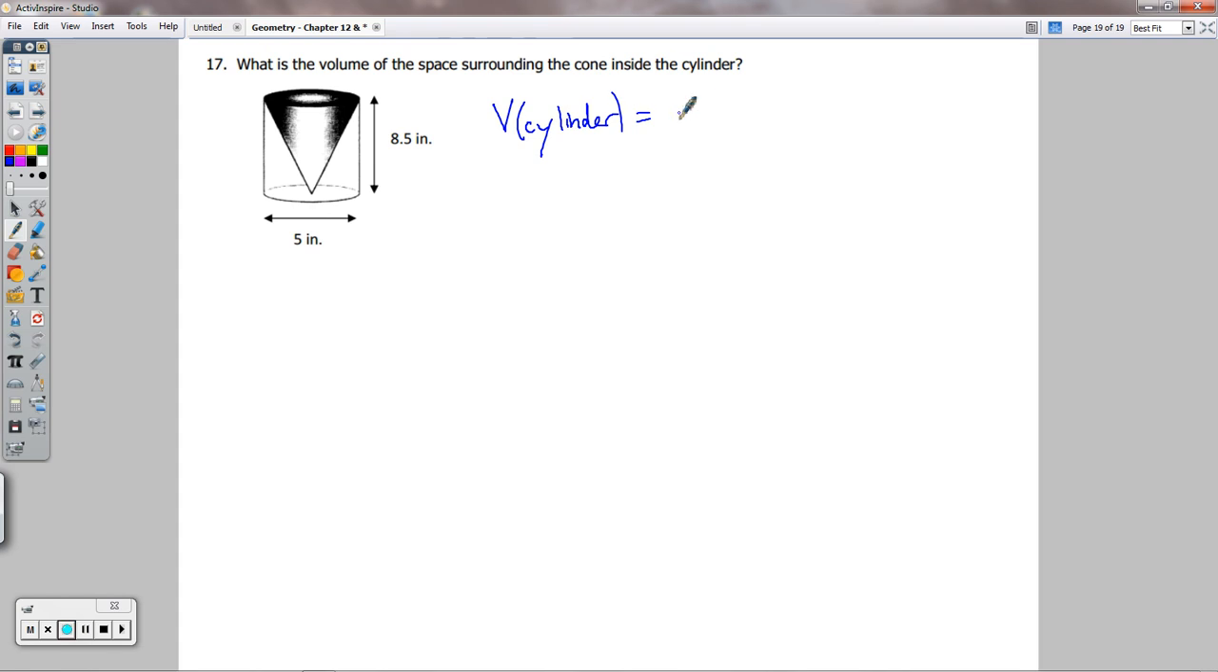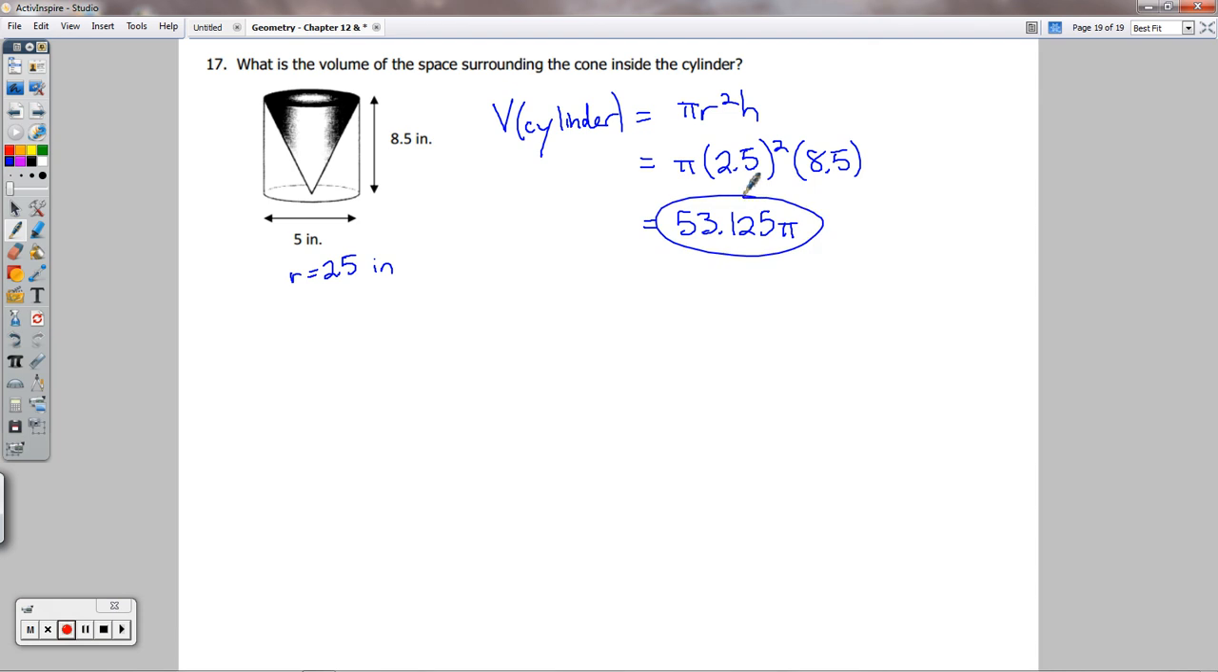That would be, you've got base times height, so pi r squared times the height, and if it's 5 all the way across, your radius is going to be 2.5. So 2.5 squared times the height, which is 8.5. You've got 6.25 right there. 6.25 times 8.5 is going to be 53.125 pi. I'm going to leave it like that for now.